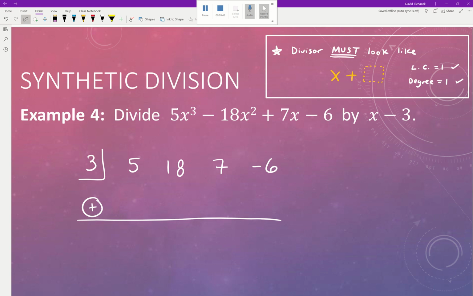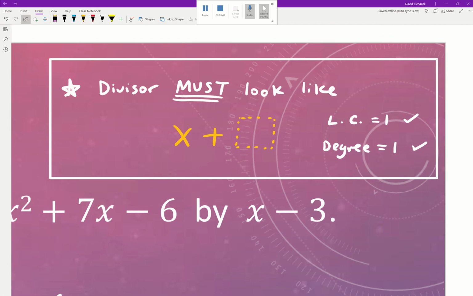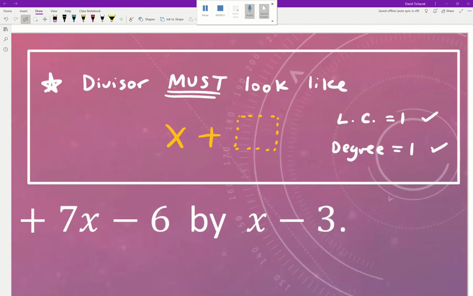We're just going to be specifically working with the coefficients and constants of the 2 polynomials that we're working with. So how do you know you have the green light to do synthetic division? Well, that's right here. You have the green light to do synthetic division, but only if your divisor looks like this. It looks like x plus something, right?